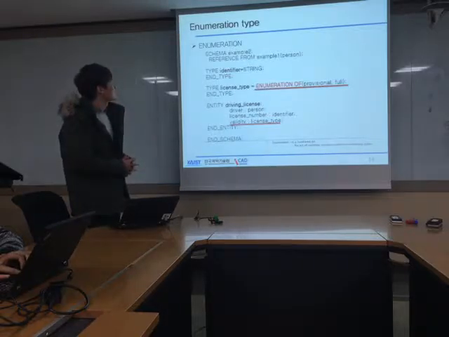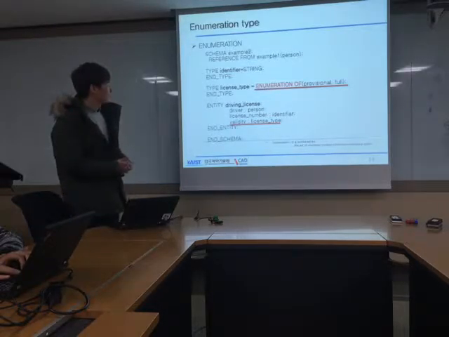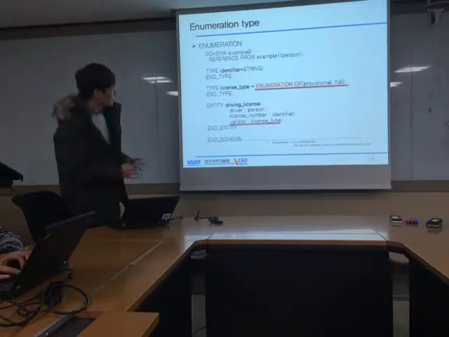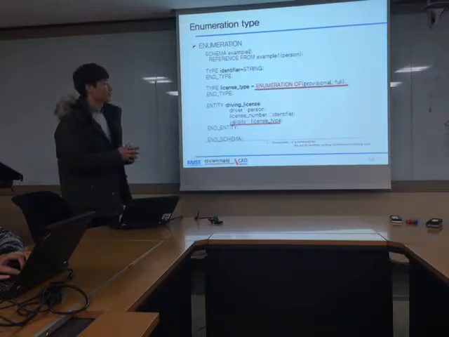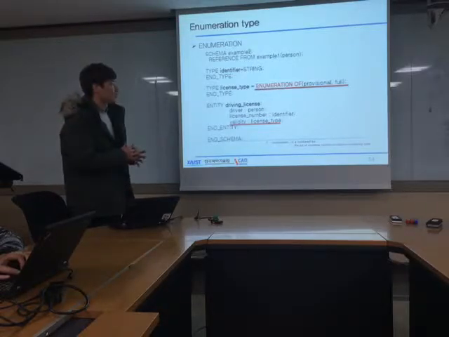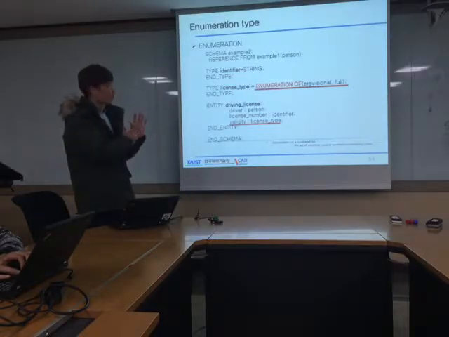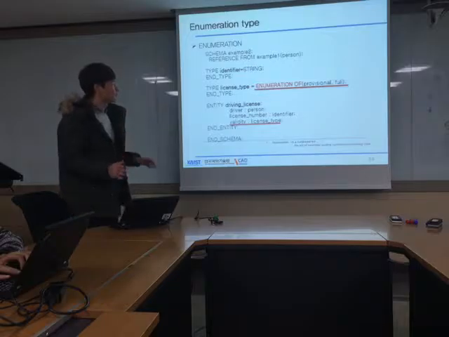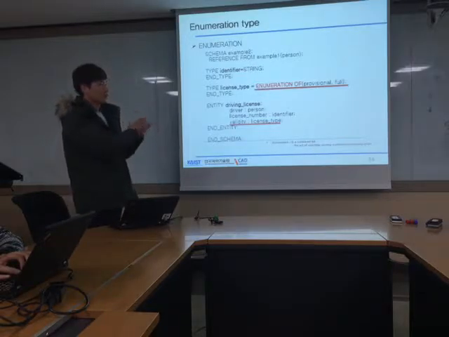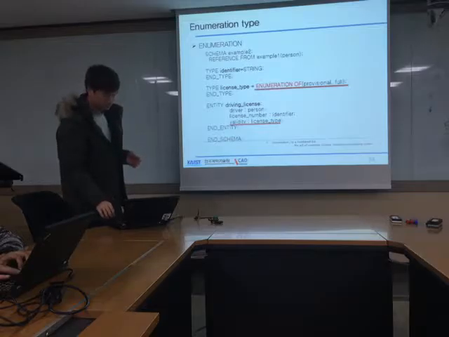And this is enumeration type. Enumeration means the order of the list. So it can put the information by order.